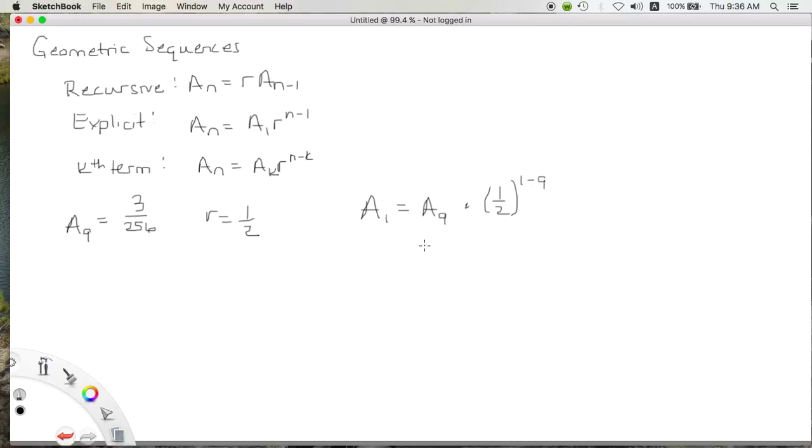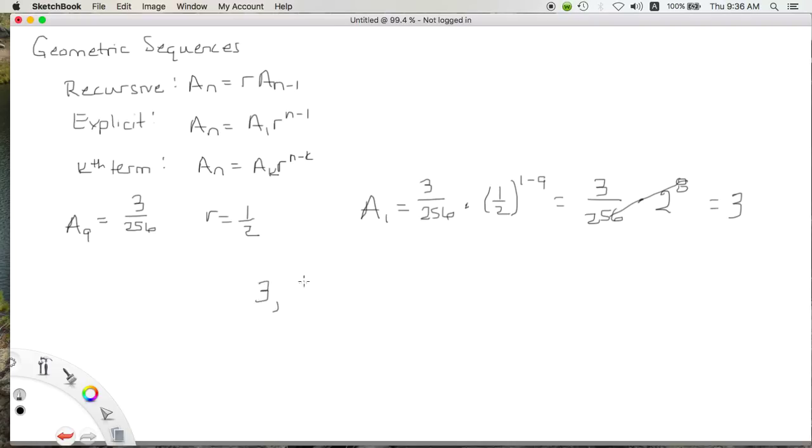So A9, we know, is 3 over 256, and then this will mean we've got 3 over 256 times (1/2) to the -8. Remember, this is -8, and a negative power means we flip it, so we have 2 to the positive 8th power, which happens to be 256. So those numbers will cancel, and our first term is 3.